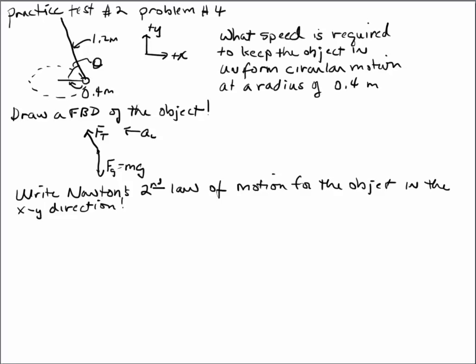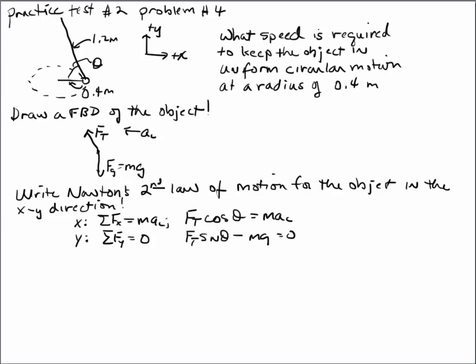Write Newton's second law of motion for the object in the x and y directions. For the x components, the sum of the forces in the x direction equals the mass times acceleration, which states that the force of tension times the cosine of theta is equal to the mass times acceleration. Notice that Ft cosine theta is the only force supplying the centripetal force.